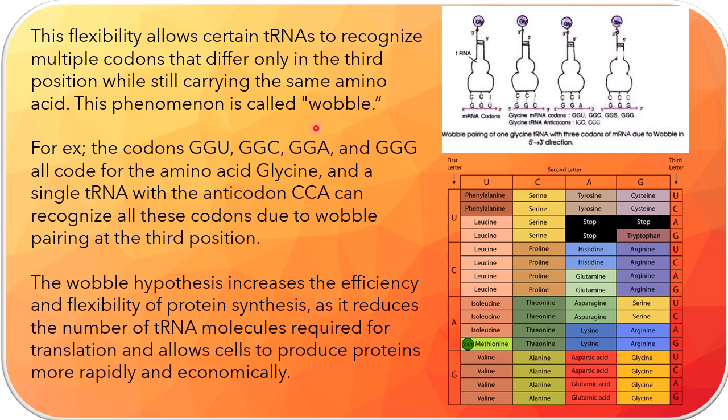Okay, so for example, you have GGU, this is the first case, then GGC second, then GGA third, and GGG is the fourth. Now, for all these four codons on the mRNA, which code for glycine, a single tRNA carrying the anticodon CCI can recognize all these four codons. Okay, we don't need four different tRNAs here. Why? This is because of the Wobble.